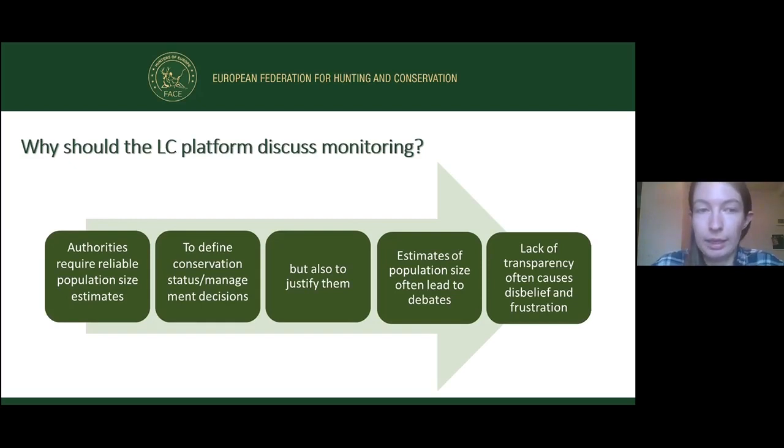with monitoring. And in general, monitoring is so important because authorities require reliable population estimates to, of course, define conservation status and management decisions on one hand, but also to justify them towards stakeholders and people that are influenced by those management decisions. And quite often, those estimates of population size lead to debates and discussions. And if there is then a lack of transparency, this often causes disbelief and frustration amongst the stakeholders.